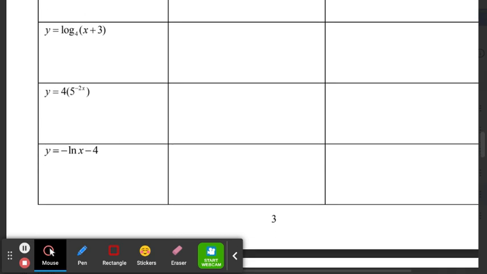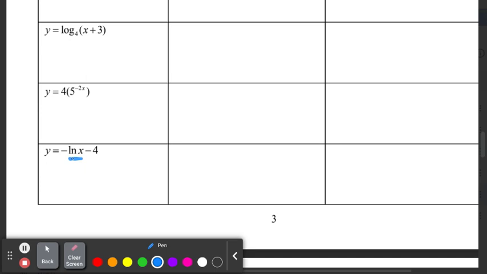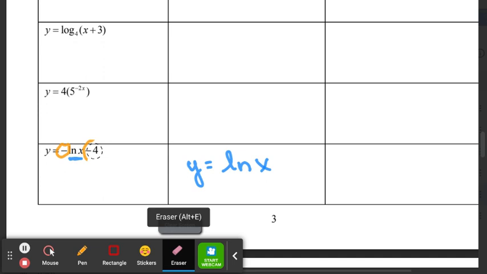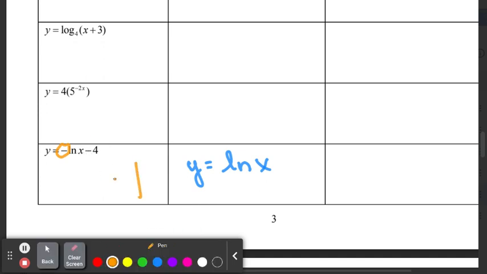Alrighty, last one. Y equals negative ln x minus 4. So our parent function here is ln x. Y equals ln, or log base e of x. So we've got 2 things that changed. We have a negative in the front and then a minus 4 at the end. So let's start with the first one. If we are negating the y value, draw my little picture, that means you're reflecting that point over the x-axis.